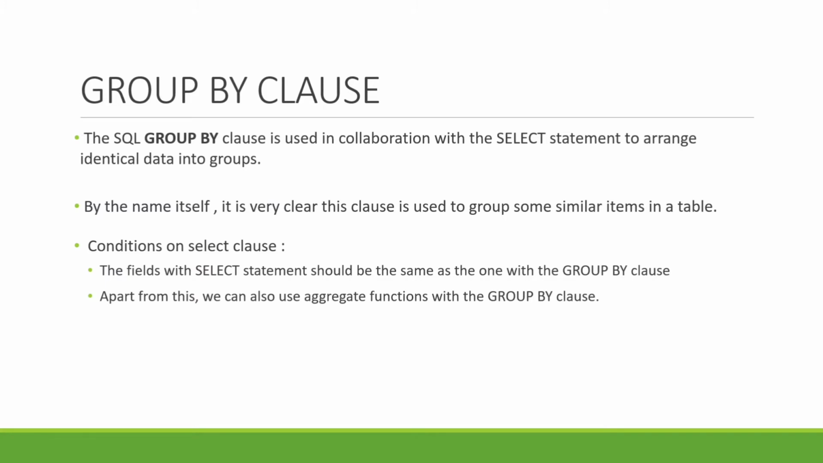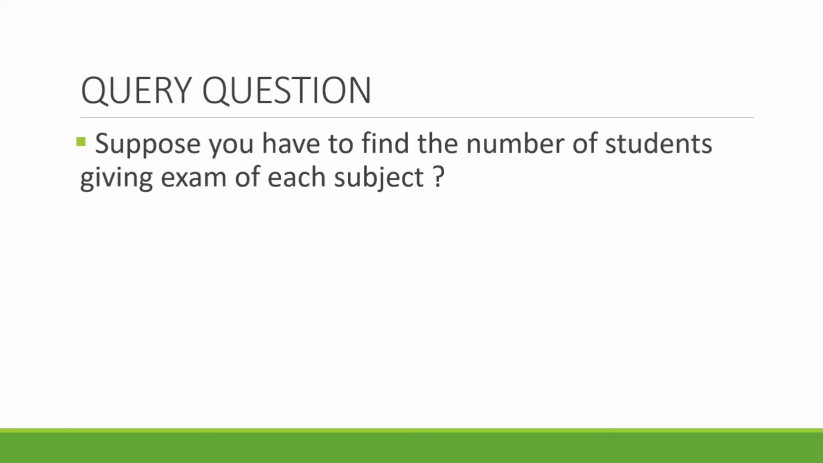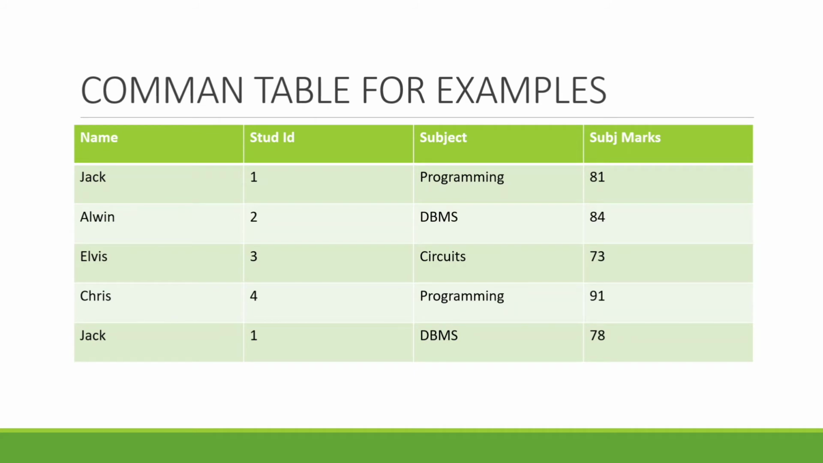So let's look at one query example based on the group by clause. This is the same table that we have been using so far in this video series. It has four fields: the name, student ID, subject, and subject marks, and there are five records present in it. Now suppose, as I gave you the example of subject, I want to find out how many students are present in each subject. We can do that using the group by query. The problem statement says you have to find the number of students giving exam of each subject. If I look at this table again, the output should be that programming has two students, DBMS has two students, and circuit has one student.